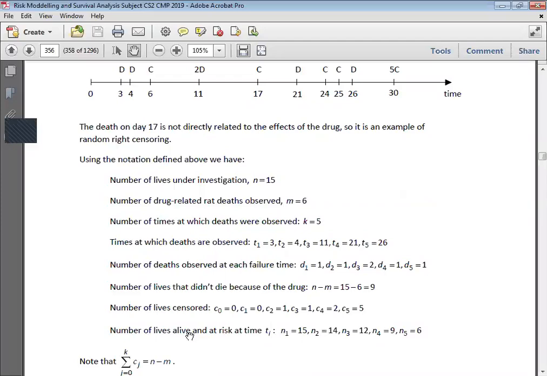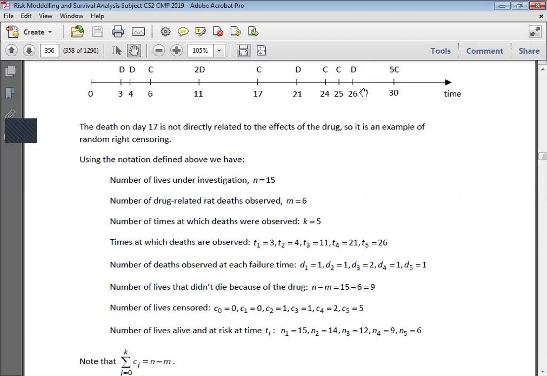So if I'm talking about N1, I'm talking about this interval. So when I'm talking about N3, which is my third interval here, I know that one life got censored here. So that is why you subtract one rat which got dead and one rat which got censored. So you get a 12 here, and then 9, and then at the very end, you have 6 rats.